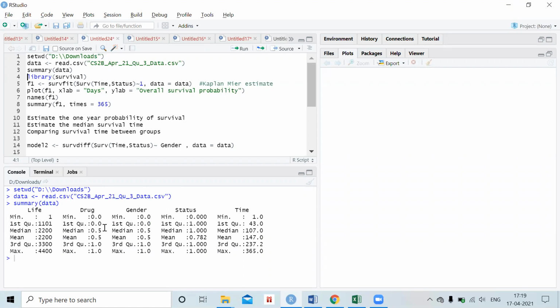Then there's a drug variable, which is a categorical variable with a minimum value of 0 and a maximum value of 1. Then there's a gender variable, again a categorical variable by name, with a minimum value of 0 and a maximum value of 1. Then there's status, with a minimum value of 0 and a maximum value of 1. So status can be the event on which we have to perform. And then the time: if you see, the time goes from 1 to 365. So it can be yearly data based on daily recordings of data which is available.